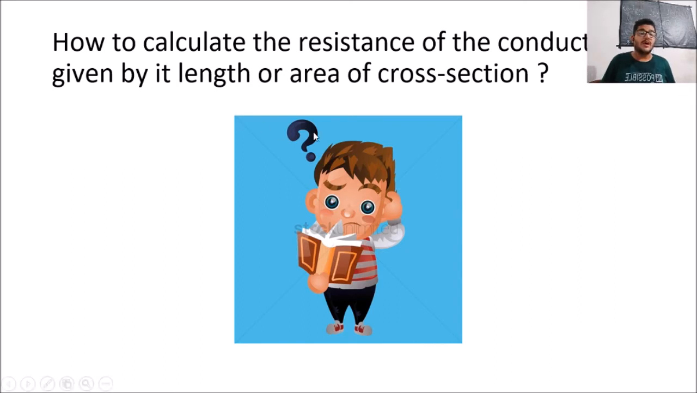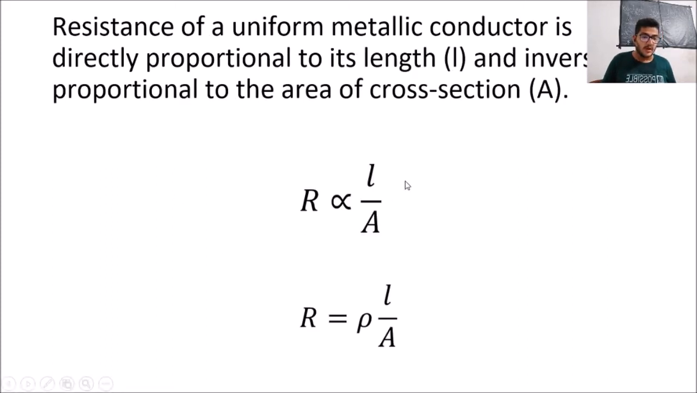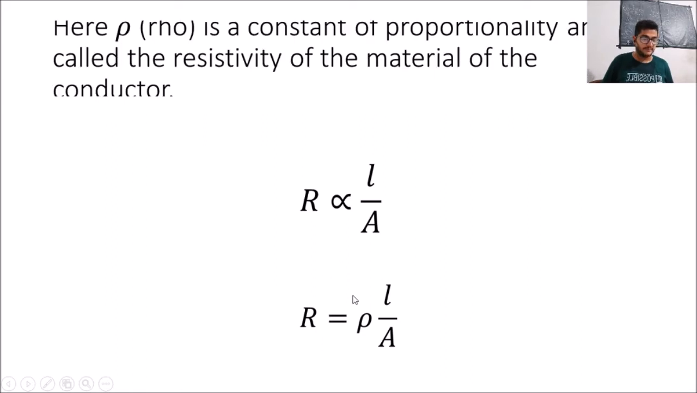Okay, so how do we calculate the resistance of a conductor given its length and cross-section? As I have already told, resistance R is proportional to L, but inversely proportional to A. So this is what we have put here. To remove the proportionality, we have to introduce a constant, and that is rho. R equals rho L by A. Okay, so this is the equation.